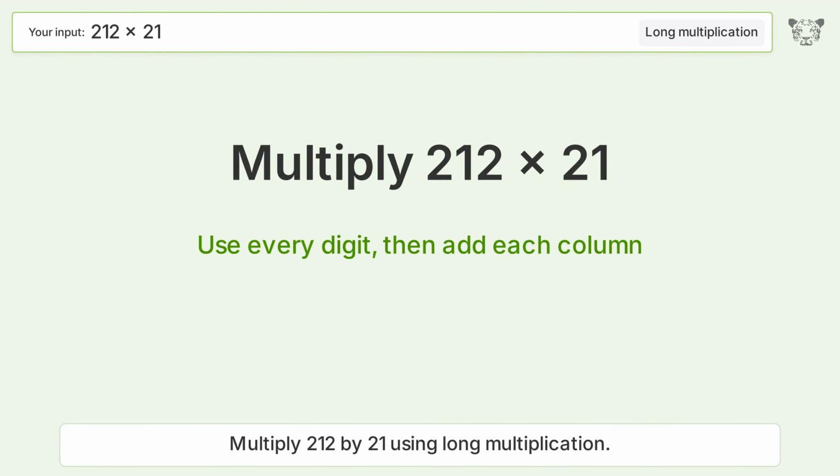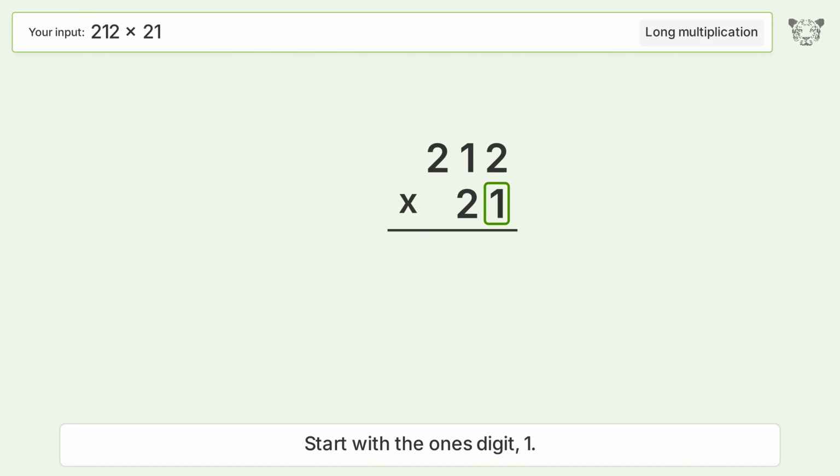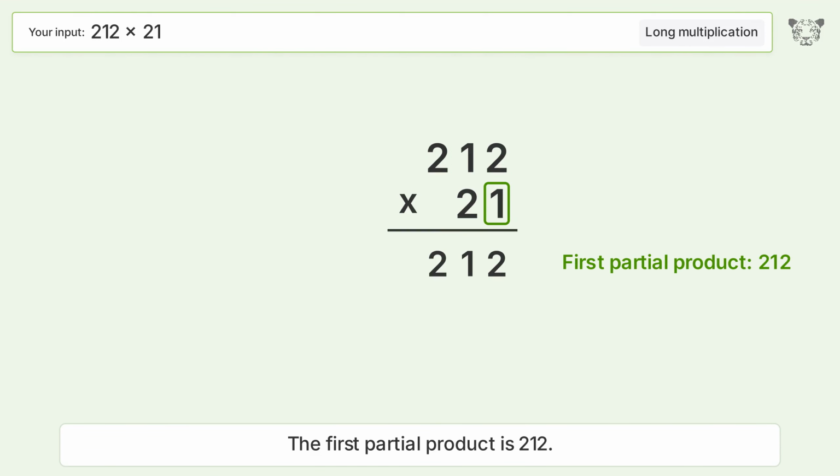Multiply 212 by 21 using long multiplication. Start with the ones digit, 1. 1 times 2 is 2. 1 times 1 is 1. 1 times 2 is 2. The first partial product is 212.